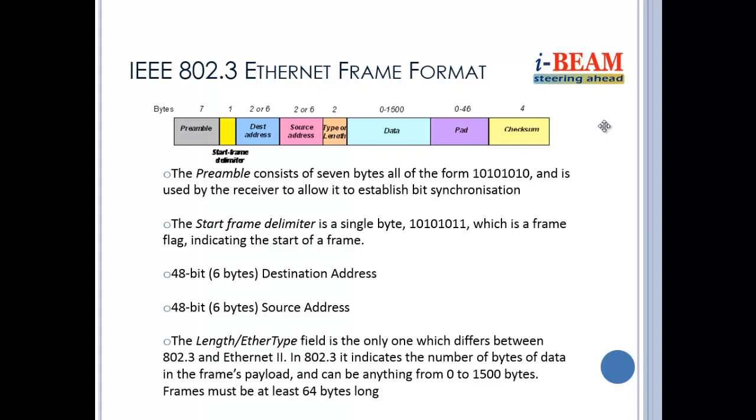And another is the source MAC address. It is the 48-bit, 6-byte MAC address where the frame originated from. The length and EtherType field is the only one which differs between 802.3 and Ethernet 2. In 802.3, it indicates the number of bytes of the frame payload. Frames must be at least 64 bytes long.